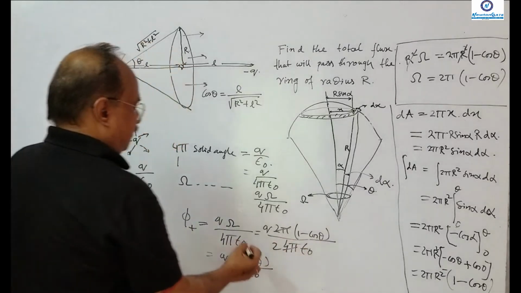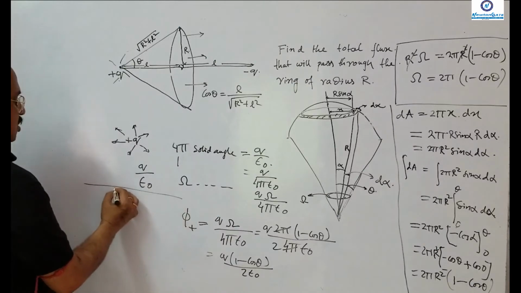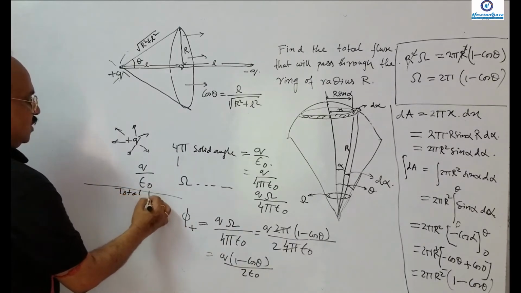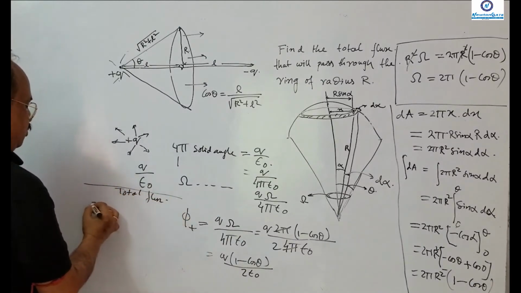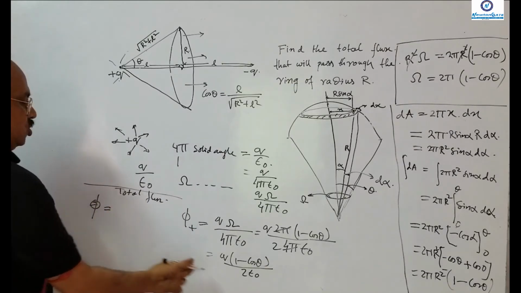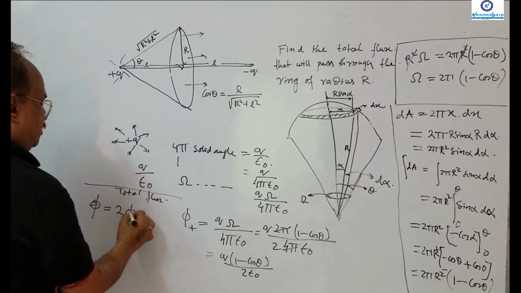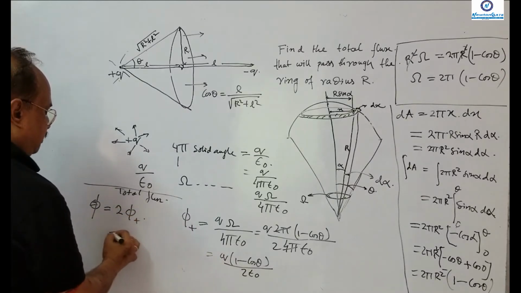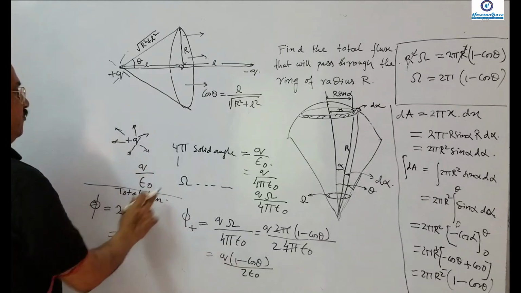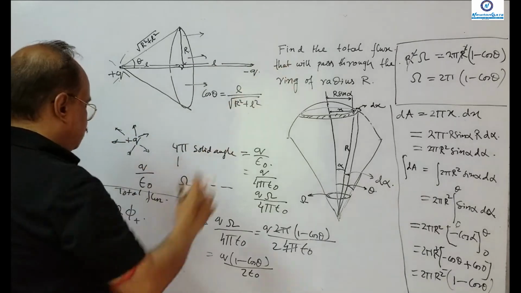So it will be added, which means the total flux will be equal to, I can say this phi is equal to 2 times this basically. That means it will be twice the phi of the positive one, because one is for the positive, another for the negative, and they have the same value. So this is why.